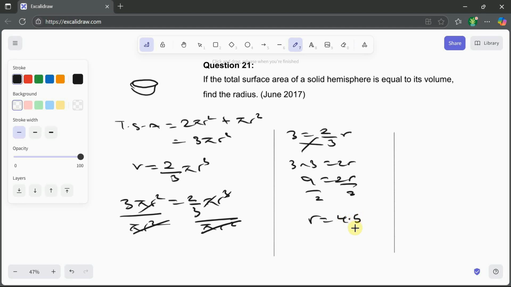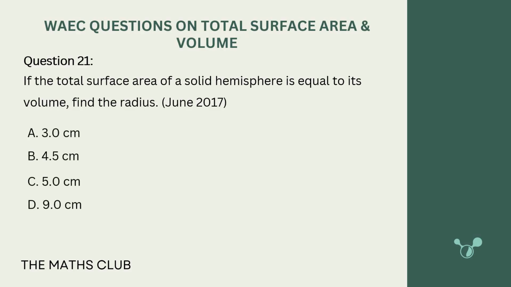So 4.5, is it in centimeter or what? We don't know, right? But I would adopt centimeter, so that is 4.5 centimeter. Let's see what the options will give us. Yes, so we can say 4.5 centimeter, and that will be option B.